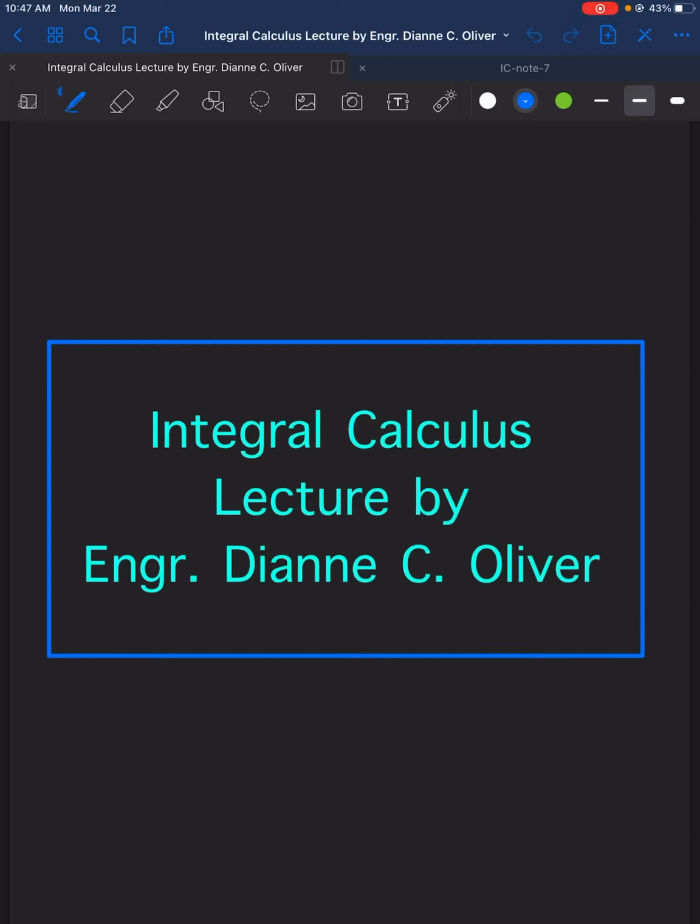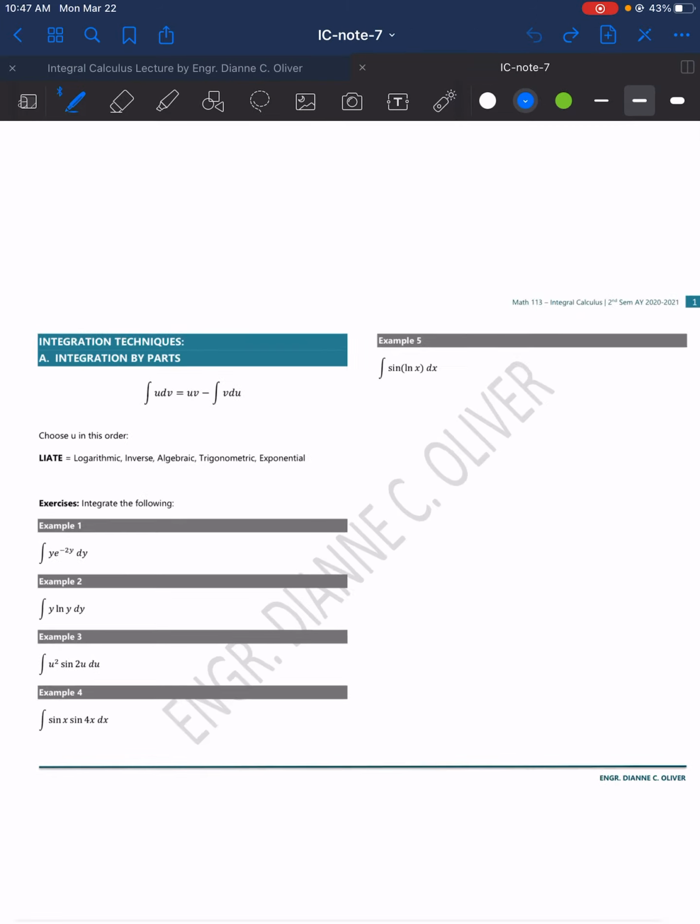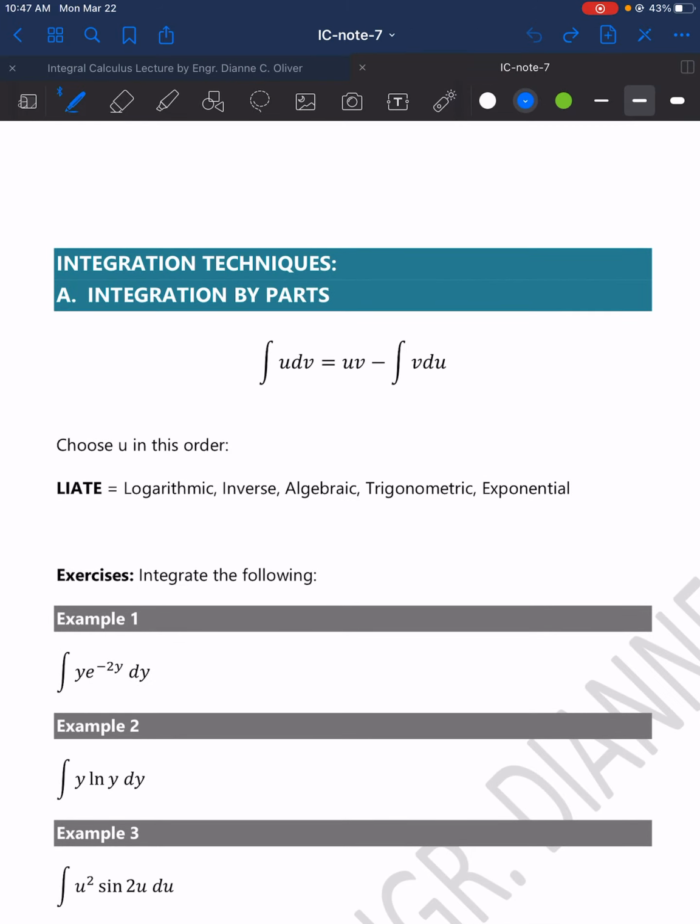Let's continue our lecture video in integral calculus with the topic integration techniques using integration by parts. Now, there are equations wherein you cannot integrate by simply using the power formula, the logarithmic, exponential, or trigonometric formulas, but we need to employ a technique in order to integrate it. And the first one here is the integration by parts.